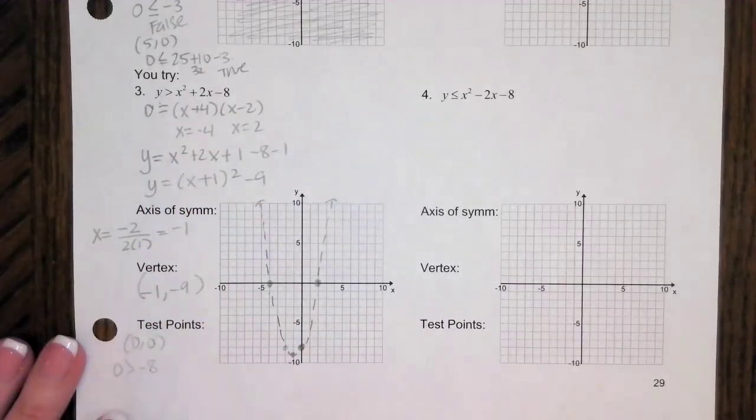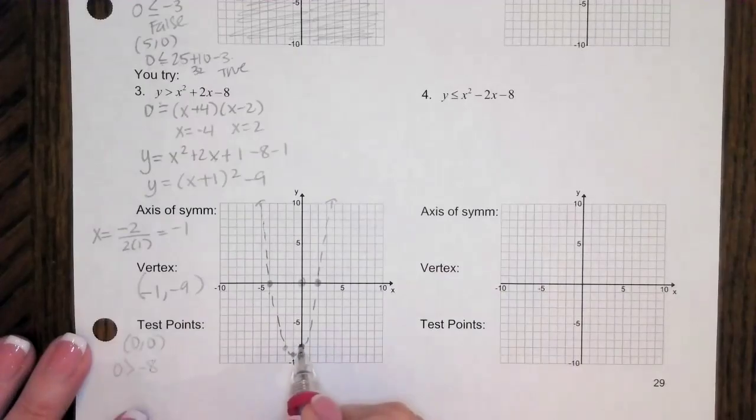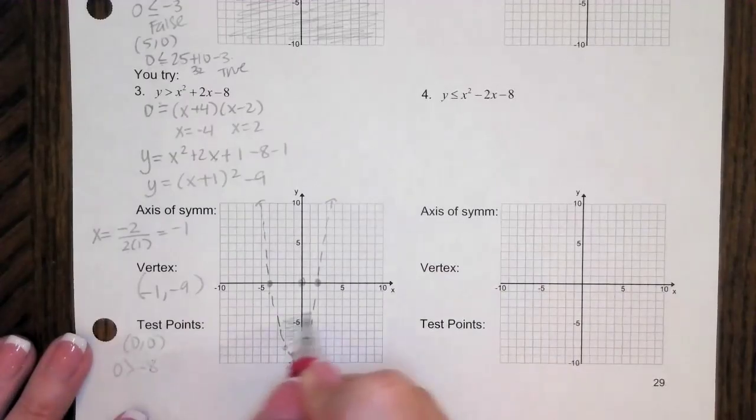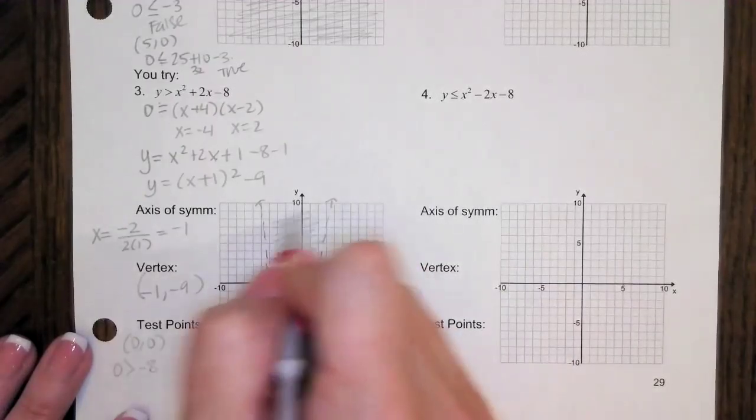Now, this one is a true statement. 0 is bigger than -8. So wherever (0, 0) is at, that's where my solutions are. So in this case, this one is on the inside. So I'm going to shade my inside, and all of these are solutions.